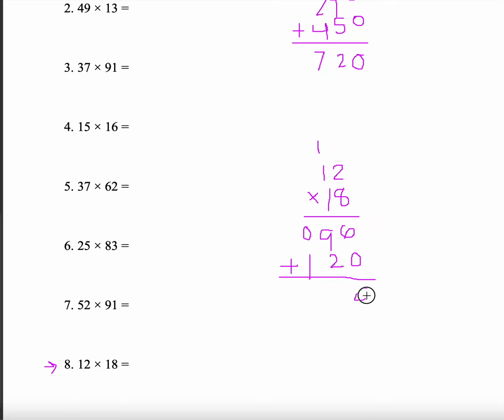So this is a 6. 9 plus 2 is 11. We add the 1 here. 0 plus 1 is 1. And 1 plus that 1 is 2. So this would be 216.